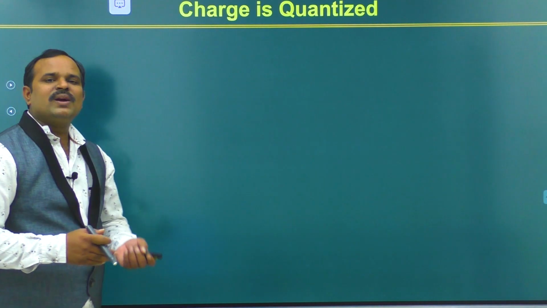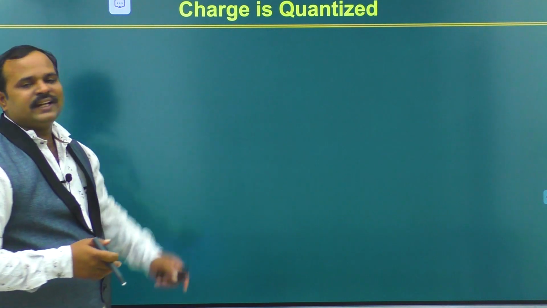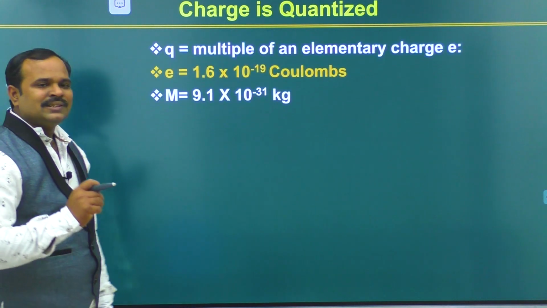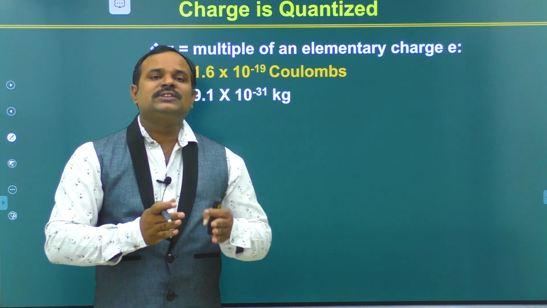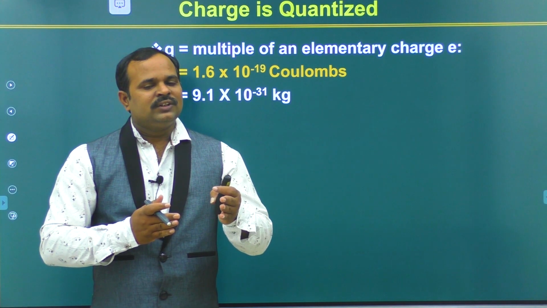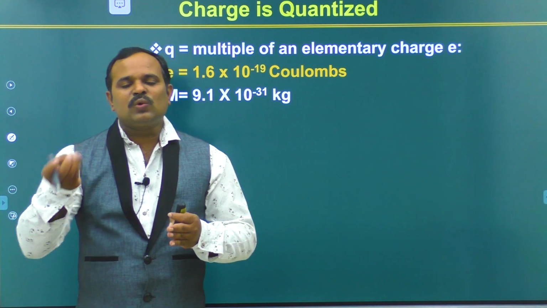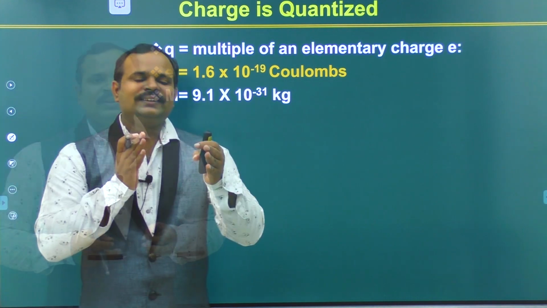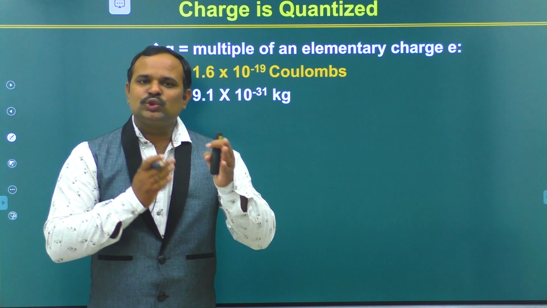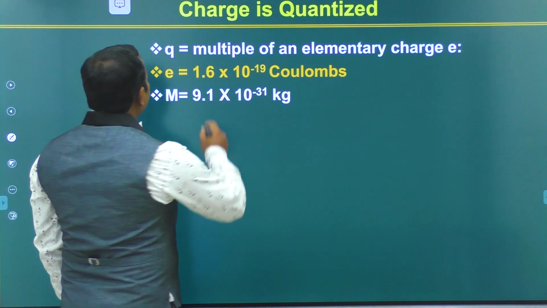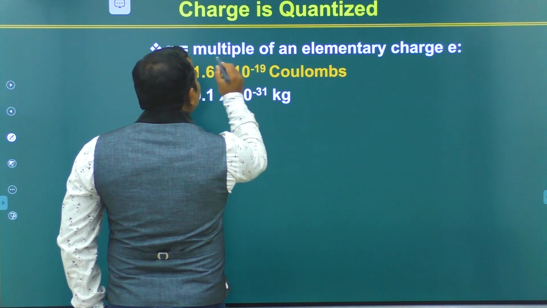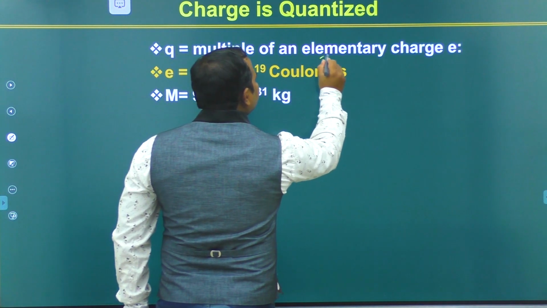Now let us see quantization of charges. Charge is quantized. This is important. That means if we are able to express the total charge in the universe with integral multiples of a small quantity, then we can say the charge is quantized. That means Q can be expressed in terms of multiples of an elementary charge.